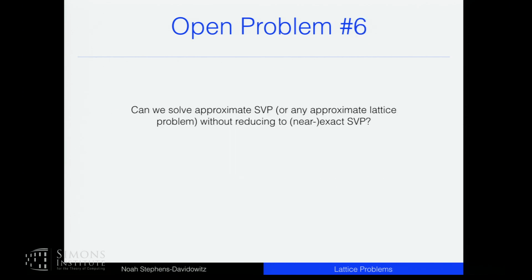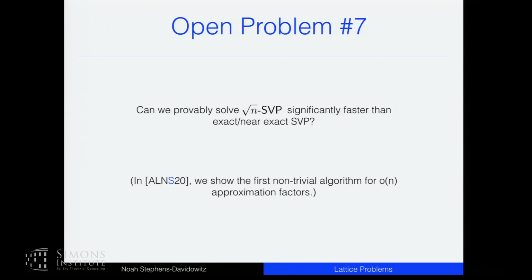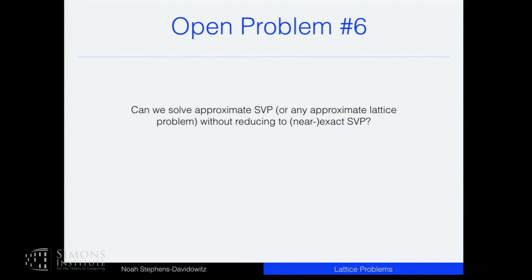The next open problem is a natural one, which is to use an approximate SVP solver in BKZ.